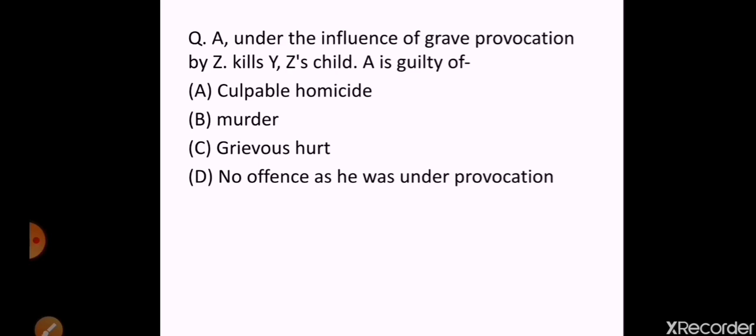Do comment in the comment box. Let me tell you the right answer. Option number B, that is murder. So here exception 1 of section 300 of the Indian Penal Code says that culpable homicide is not murder if the offender, deprived of the power of self control by the grave and sudden provocation, caused the death of a person who gave the provocation or causes the death of any other person by mistake or accident. But in this question, there was only grave provocation, therefore A is guilty of murder. So I have given the explanation in detail, and this was asked in the Haryana in 2013.